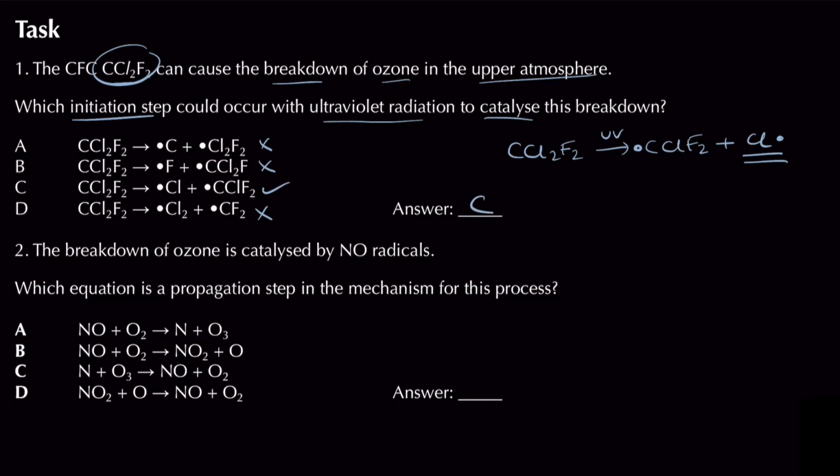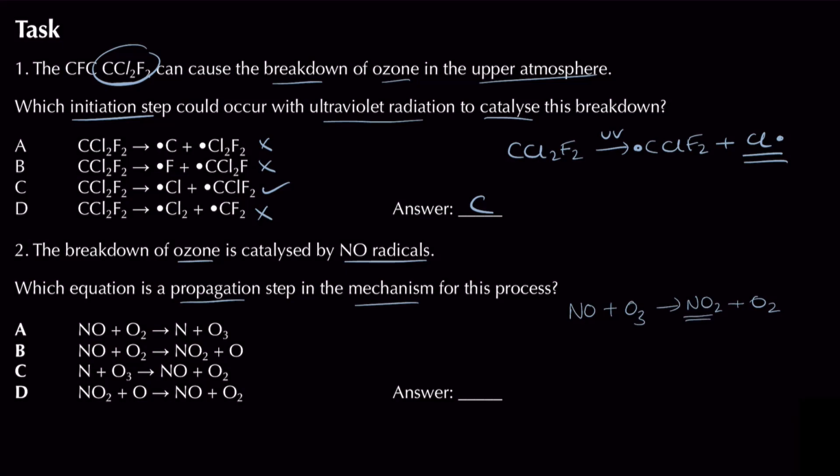Look at the next one. The breakdown of ozone is catalyzed by nitrogen monoxide radicals. Which equation is a propagation step in the mechanism for this process? Now, if I were to write an equation for this, I've got nitrogen monoxide, that's going to react with, of course, ozone. We end up producing nitrogen dioxide plus oxygen gas.